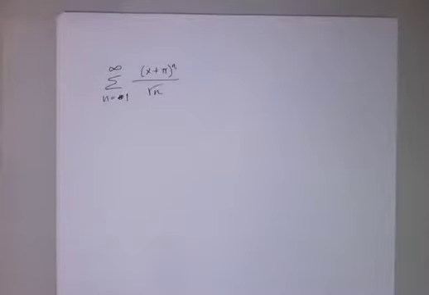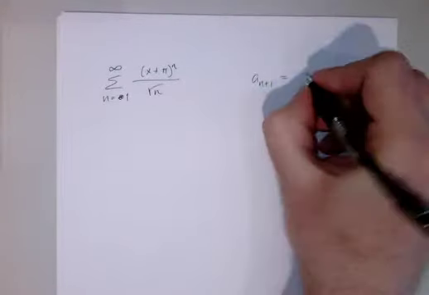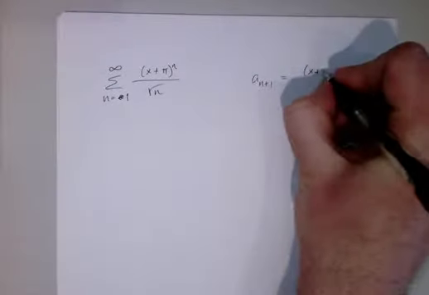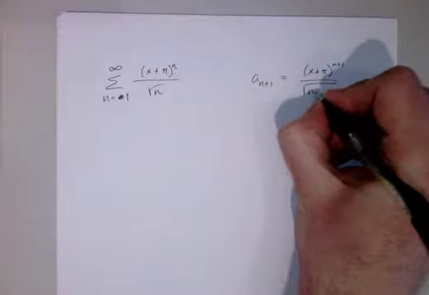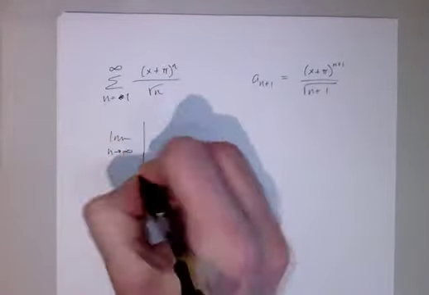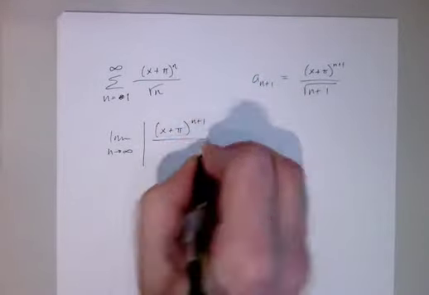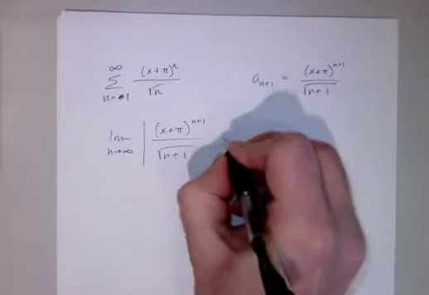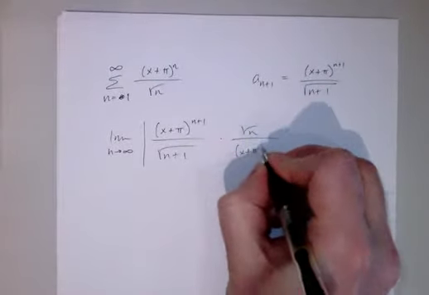Okay, well, that's not fun because obviously this thing is centered at negative pi. But let's go ahead and figure out the a sub n plus 1, and we have (x plus pi) to the n plus 1 over root n plus 1. So our limit, using the ratio test, is (x plus pi) to the n plus 1 over root n plus 1 times root n over (x plus pi) to the n.